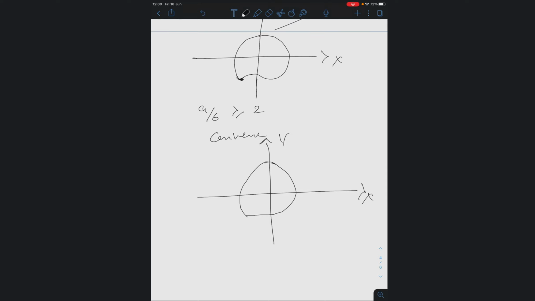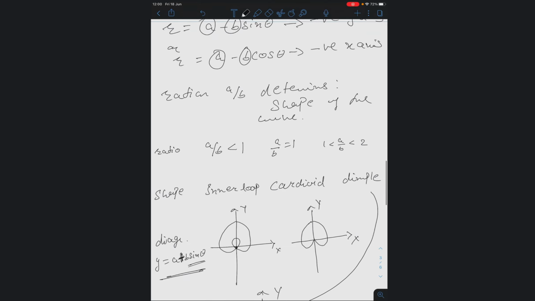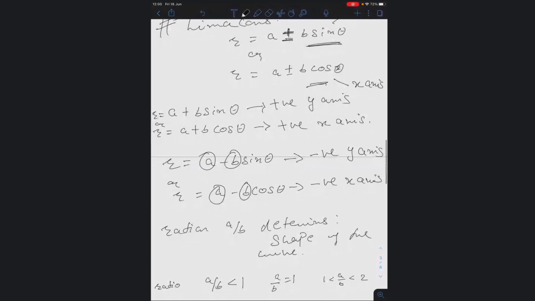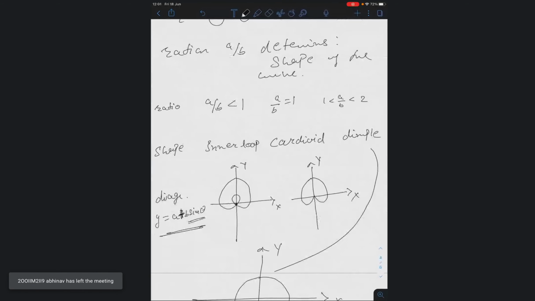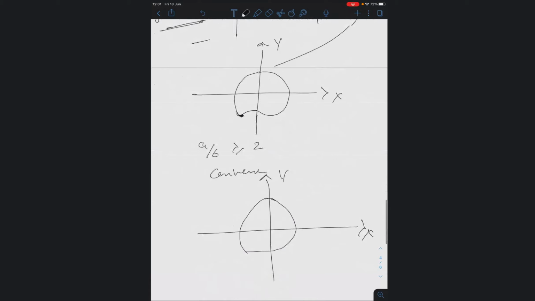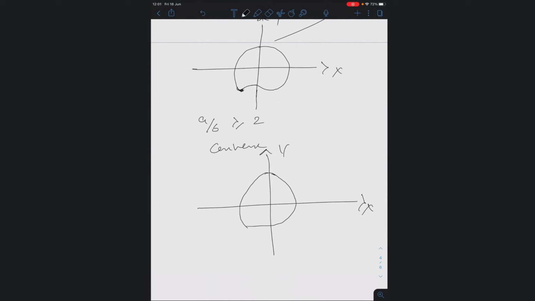Yes, ma'am. Okay. So here what we have learned for this kind of equations, sine decides y-axis, cos decides x-axis, plus sign decides positive axis, minus sign decides negative axis, depending upon sine and cos. Now this ratio a by b decides the shape of the curve, how it looks like. If a by b is less than 1, you will have an inner loop. If a by b is equal to 1, you will get a cardioid. If a by b is lying between 1 and 2, you will get a dimple. If a by b is greater than or equal to 2, it is a convex shape.